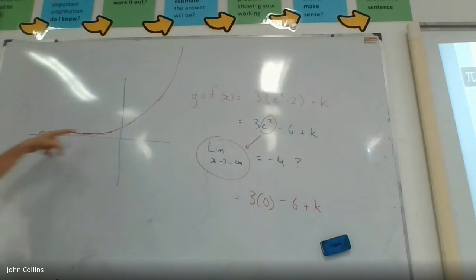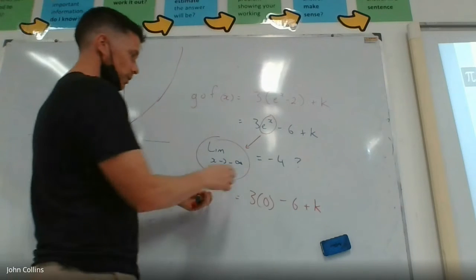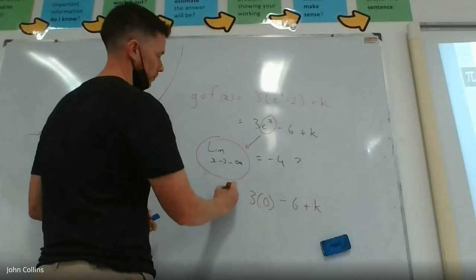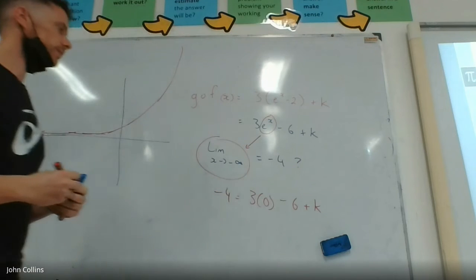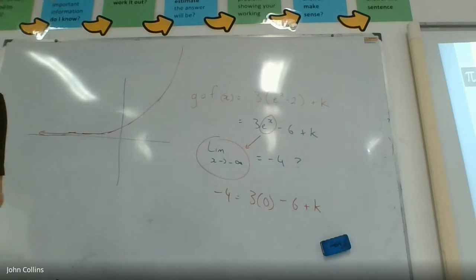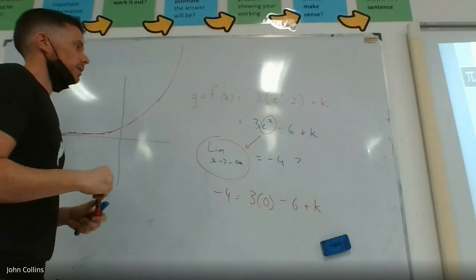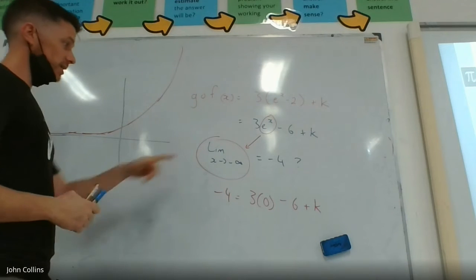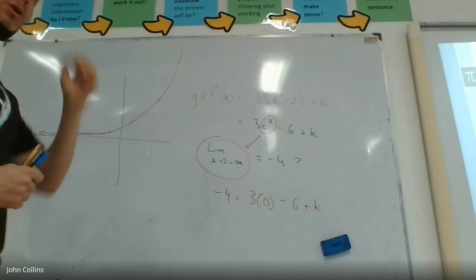So technically, this 0 is an asymptote, isn't it? It's not going to cross that. So I know then that this is equal to -1. And then I can solve it quite easily for k. Okay. So for limits, look at what the graph looks like.